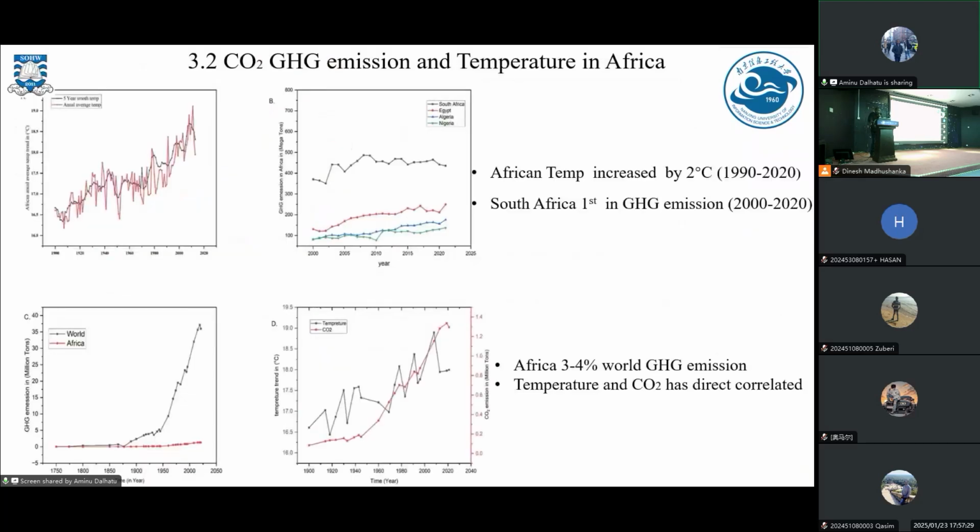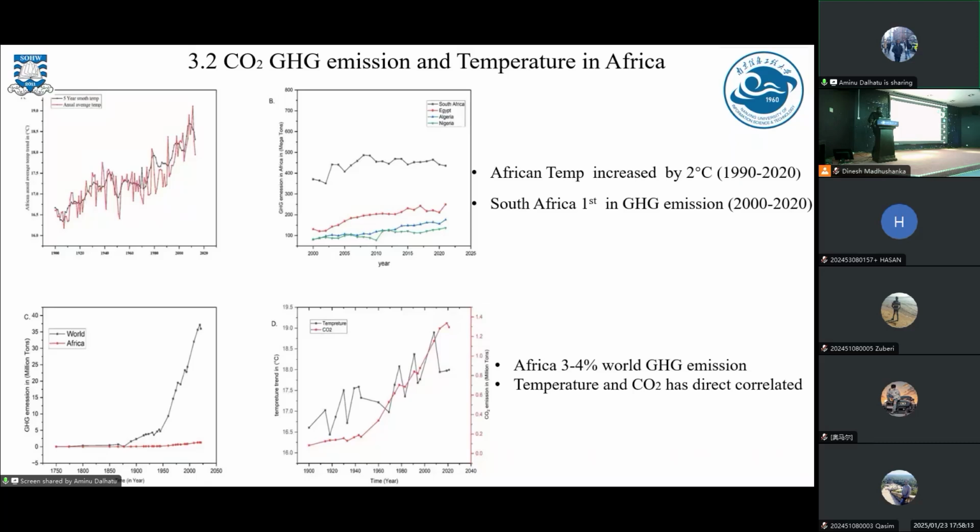Carbon dioxide emission and temperature correlation look like this. African temperature increased by 2 degrees centigrade on average from 1920 to 2022. Most studies report different results. An increase of 2 degrees centigrade is very difficult, and it is beyond the world level. At the world level, the plan is to limit it to 1 degree centigrade, but in Africa it is much higher than the world. And South Africa is first in greenhouse gas emission.